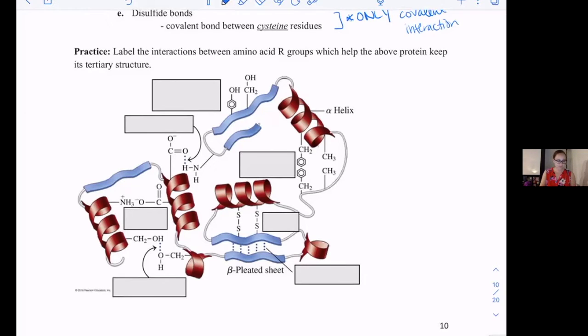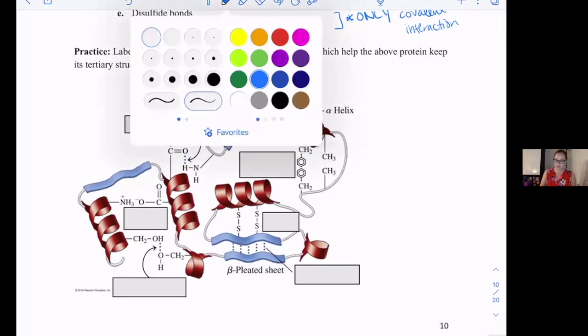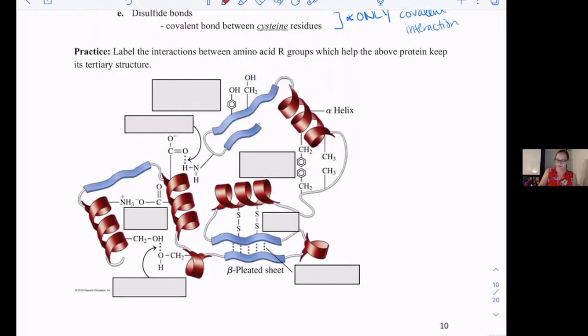Okay, so this first one here, we have these groups here. You can see we have our oxygens or alcohols, which are polar groups. They are interacting with the outside of our protein. So these are going to be hydrophilic. They love to be on the outside. They're polar groups.